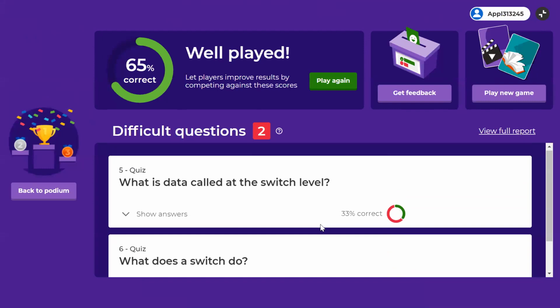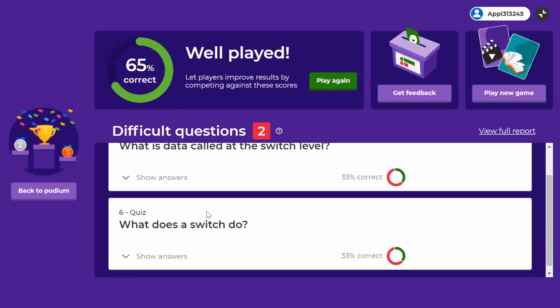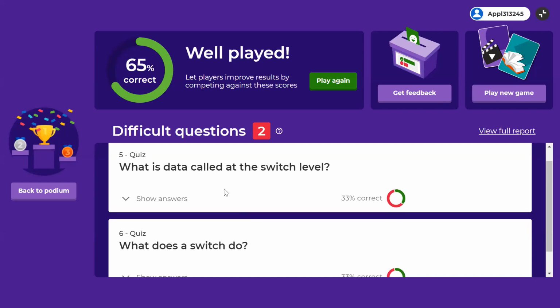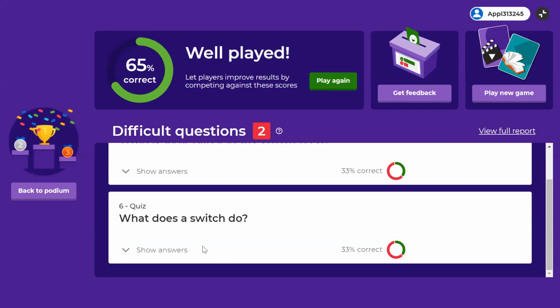Okay, so difficult questions. I guess no one really knows what a switch does. But yeah, data is frames at the switch level, and a switch is connecting hosts together. So I guess that's basically it. A bit early, 15 minutes, but you guys are free to go.